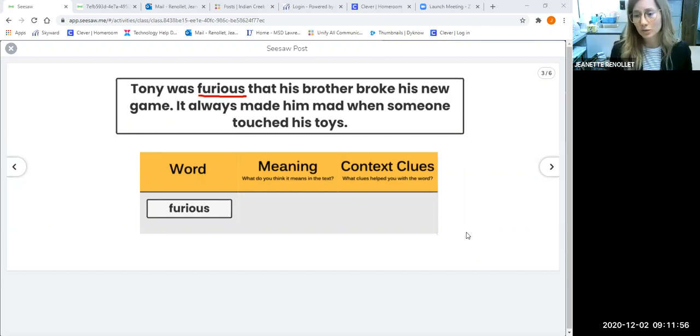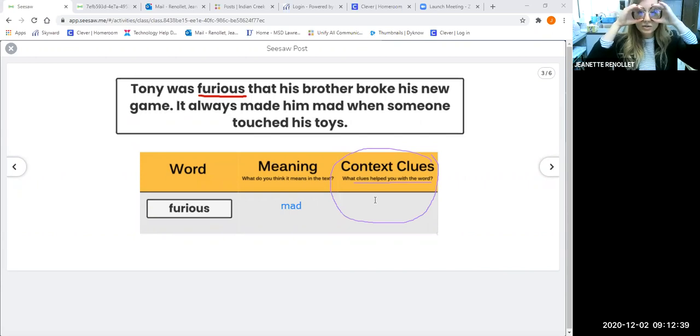So now I'm wondering who can talk about this part. What clues helped you with the word? I think we all agree that this word probably means mad of some kind. So we can fill it in our chart. This word probably means mad. But what clues helped us? I don't see a picture of somebody's face or their body being mad. So how did we know?